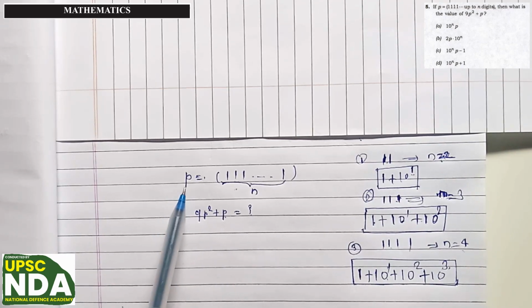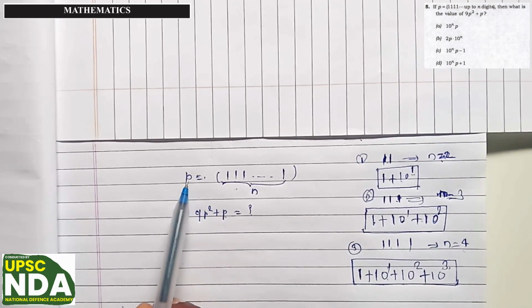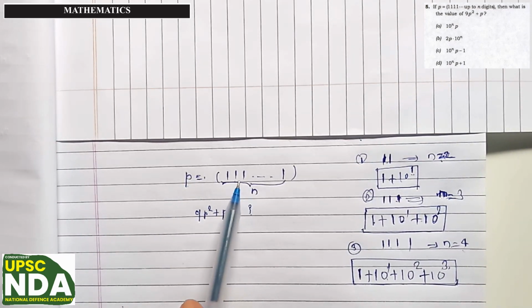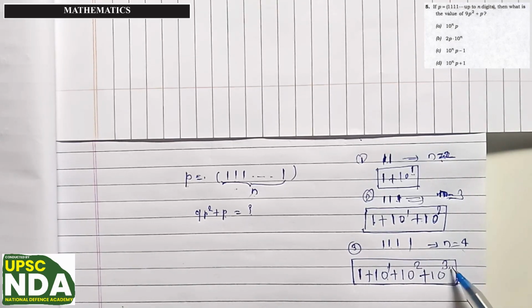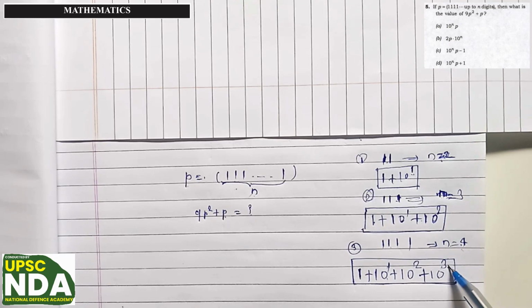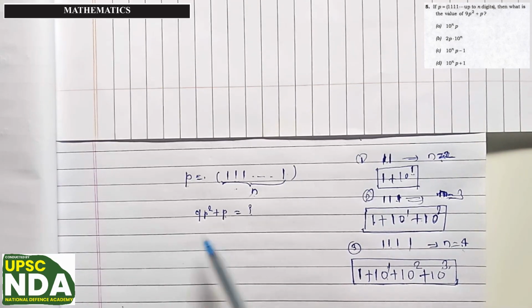But if we have n in the form of p, if we have n which is equal to n, then we write the power as n minus 1. Here 4, then we write 4 minus 1; here n, then we write n minus 1.